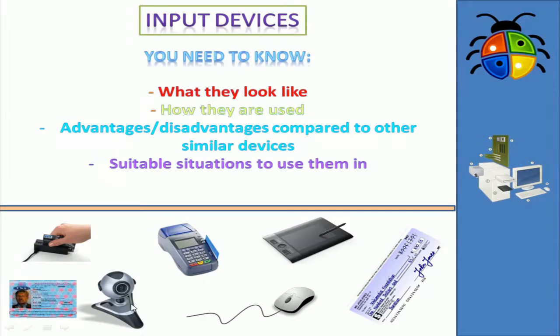When would you commonly use a webcam? When would you use magnetic ink character recognition? When would you use a graphics tablet? So you need to know how they're commonly used. You need to know the advantages and disadvantages compared to other similar devices. So if you're talking about a magnetic stripe, you have to be able to compare it to a chip and pin system or payment. And of course, suitable situations in which to use them.